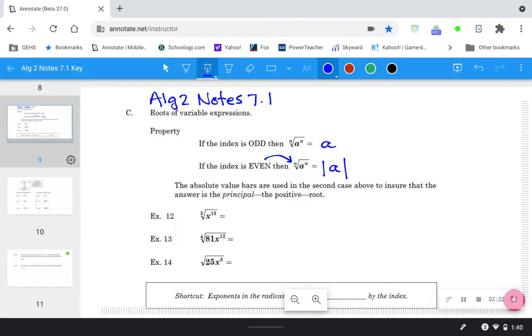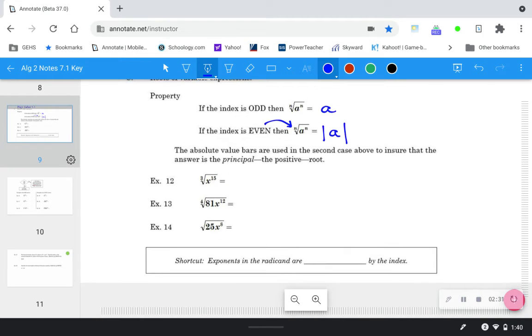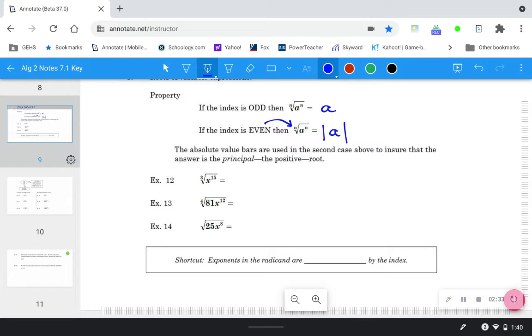So with an even index, that would be like square root and fourth root. You need to put the absolute value bars on that variable. The other thing is that to do this, you have to know that an exponent on the variable gets divided by the index.